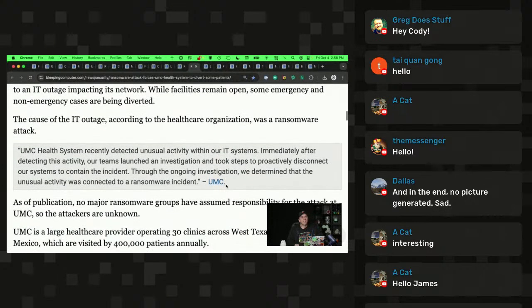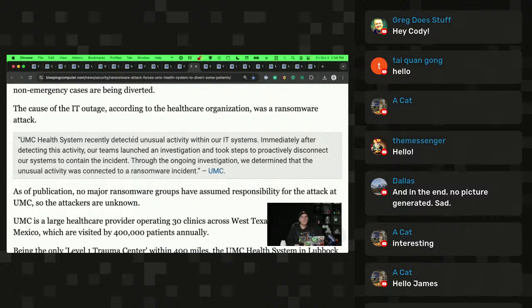The statement says they have recently detected unusual activity within their IT systems. Immediately after detecting the activity, our teams launched an investigation, took steps to proactively disconnect our system to contain the incident. Those of us in the game here know that that means ransomware. Throughout the ongoing investigation, we determined that the unusual activity was connected to a ransomware incident. Oh, okay, they actually just said it. Good. I thought most companies would just stop right there and not explicitly say it.